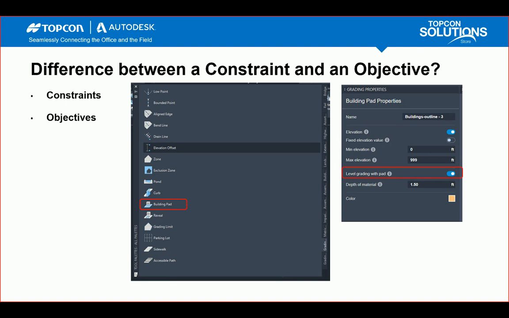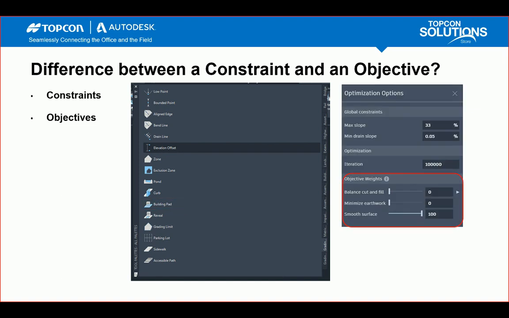Level grading with pad. This is an objective. So it'll try and level the grading with the pad, but it might not meet that. So what the optimization is going to do is that's going to be a nice to have, but the grading optimization is not going to prioritize that. This is the same thing with the grading optimization options. So balance, cut, and fill. If you set that to 100, yeah, it'll look at it and try and balance the cut and fill, but that's not a constraint that it's going to meet. So one thing to always keep in mind, the constraints are paramount to the objective. So constraints are must-haves, objectives are nice to have.